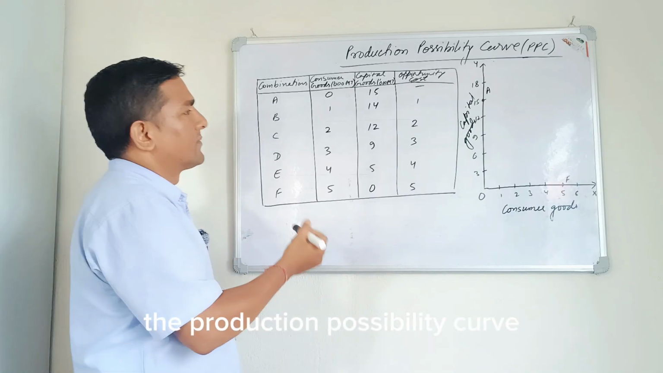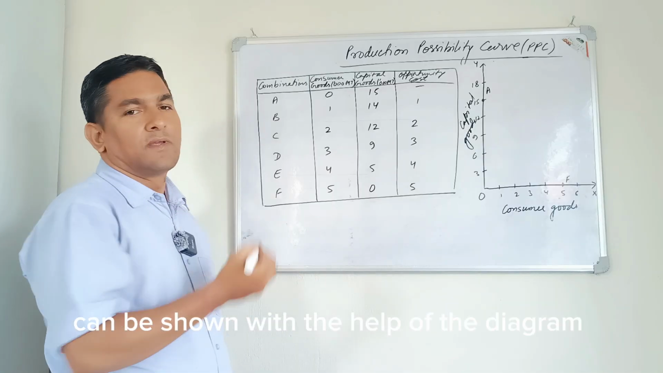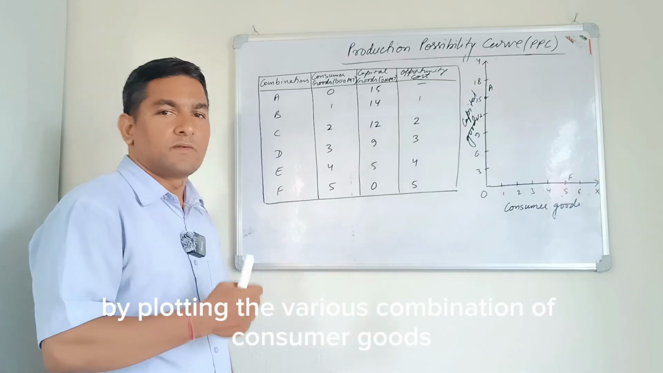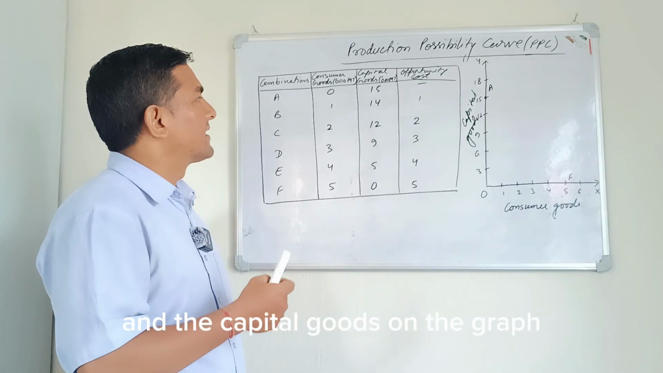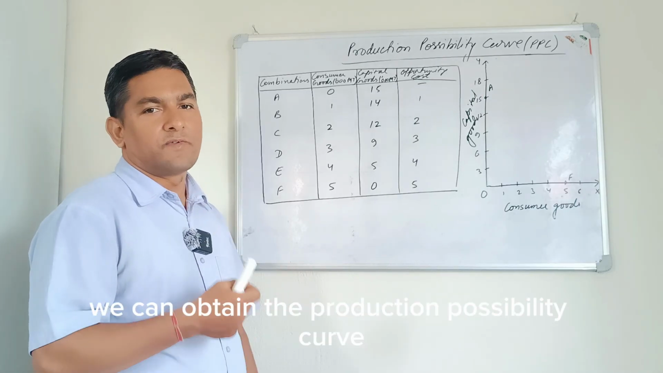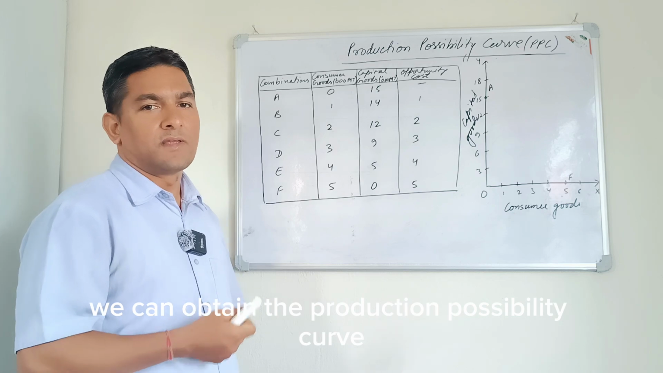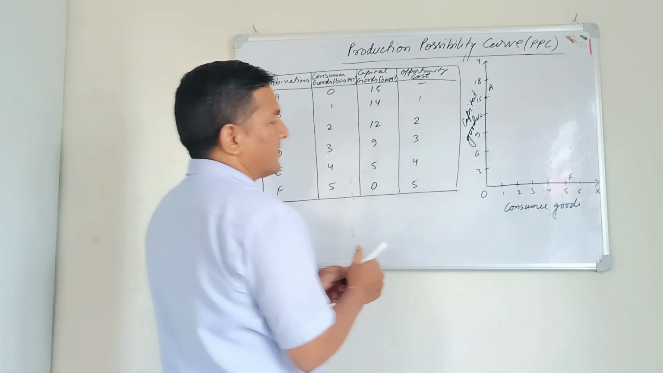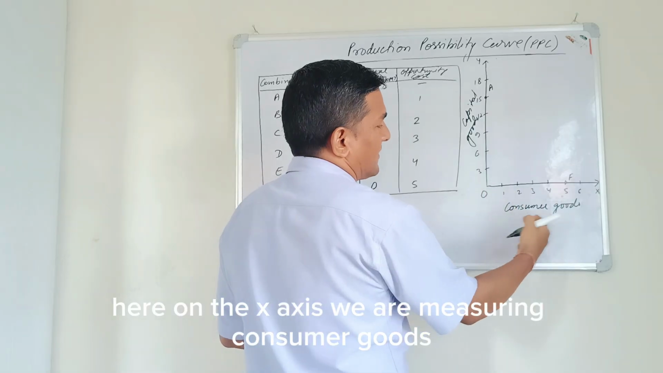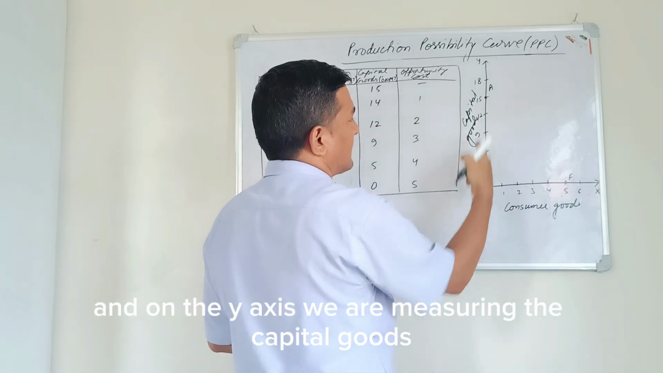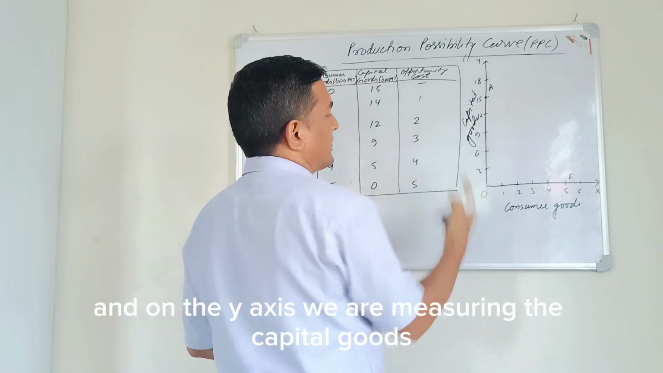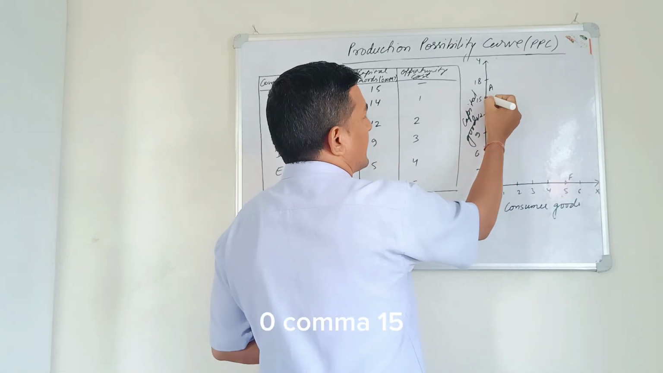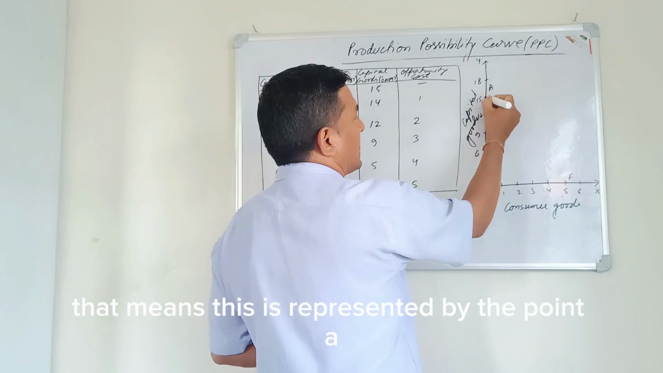The production possibility curve can be shown with the help of the diagram. By plotting the various combinations of consumer goods and the capital goods on the graph, we can obtain the production possibility curve. Here the first point is 0, 15. Here on the x-axis we are measuring consumer goods, and on the y-axis we are measuring the capital goods. So the first combination is 0, 15. That means this is represented by the point A.